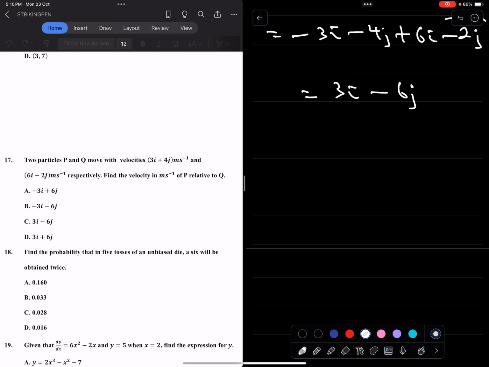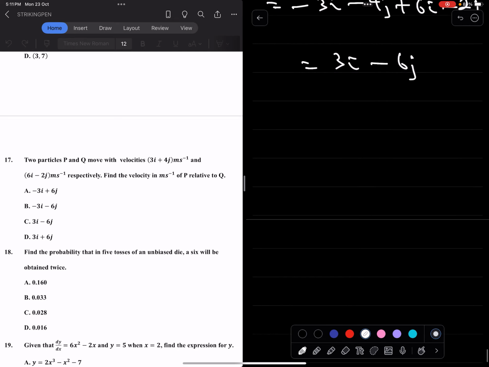Amazing how you tend to make mistakes at times. That's why you really have to be careful. Now let's go to the next. The correct option to number 17, by the way, is C, 3i minus 6j.